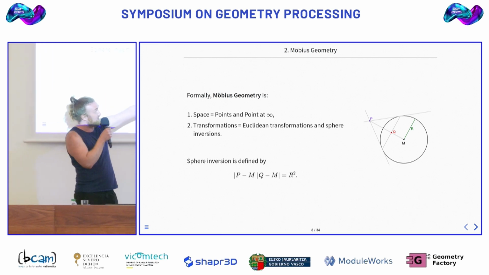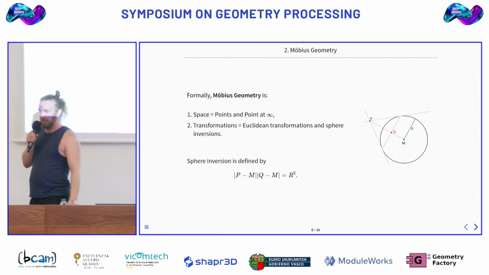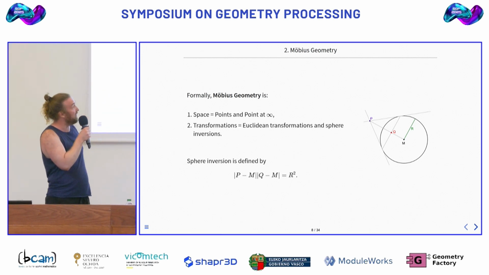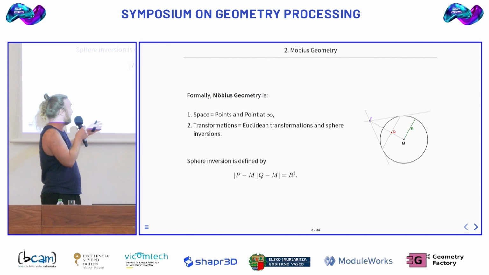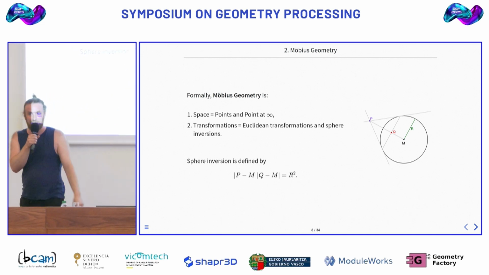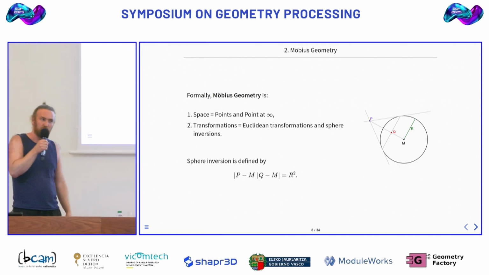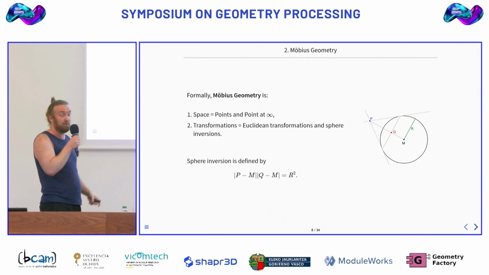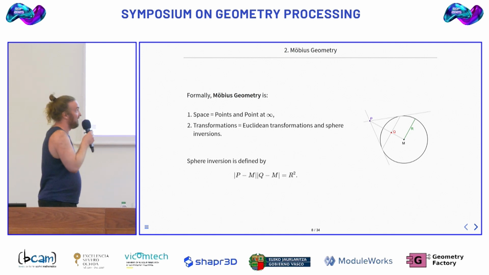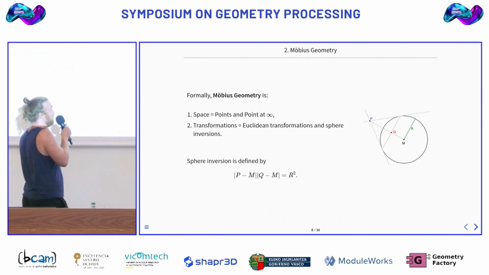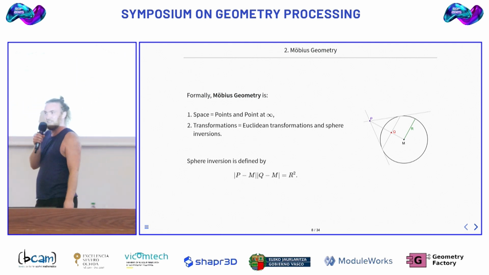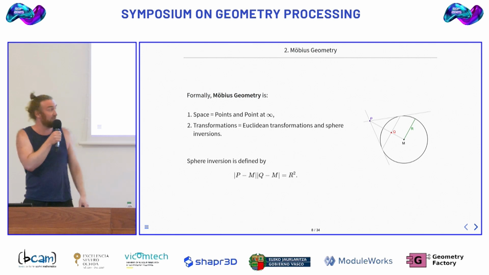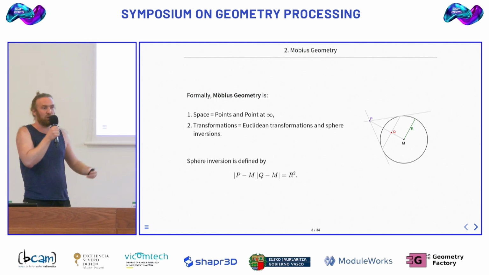So here on the right, you see a black circle, and I start with some blue point P, and I want to reflect it about the circle. Then I get this red point Q, and there are many ways to define it. For example, by this distance formula: the distance of P to M times the distance of Q to M should be R squared, where R is the radius of the circle. Or if you like old school geometry, you can draw the two tangents and this gray line and intersect it with the connection between P and M, and you also get Q.